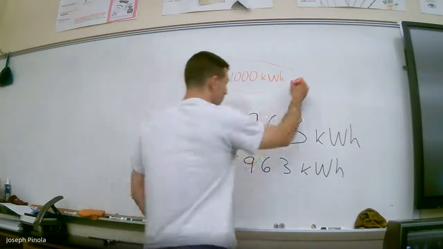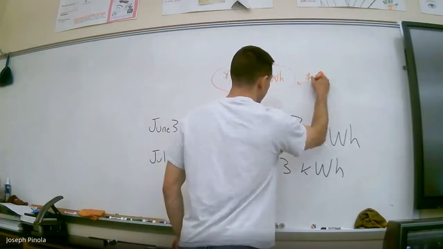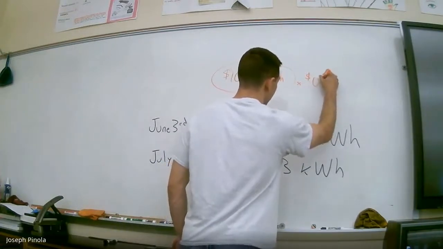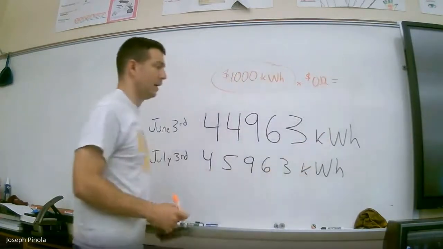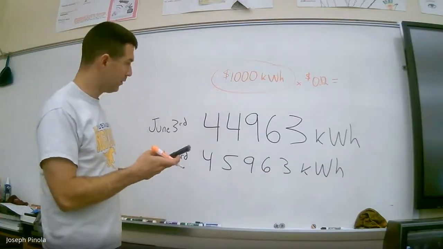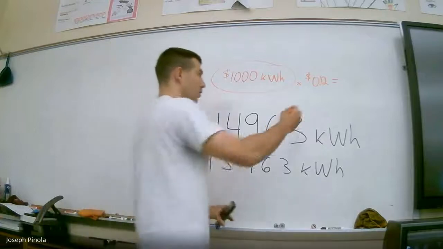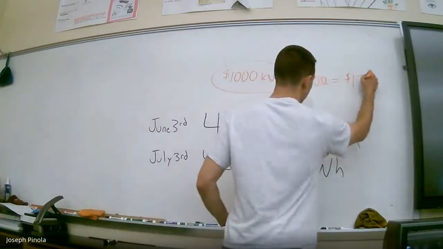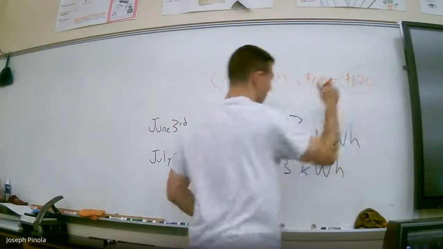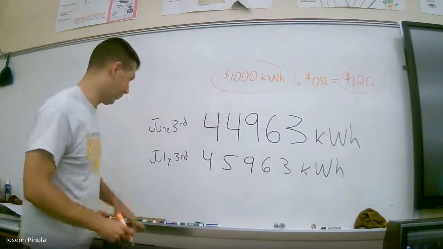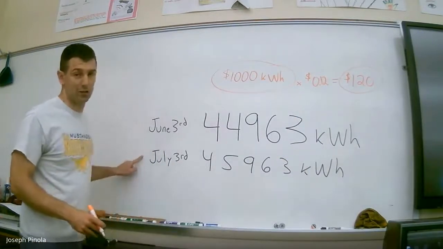At a rate of 12 cents per kilowatt hour, a person in this household would pay 1,000 times 0.12, or $120 for the time frame between June 3rd and July 3rd.